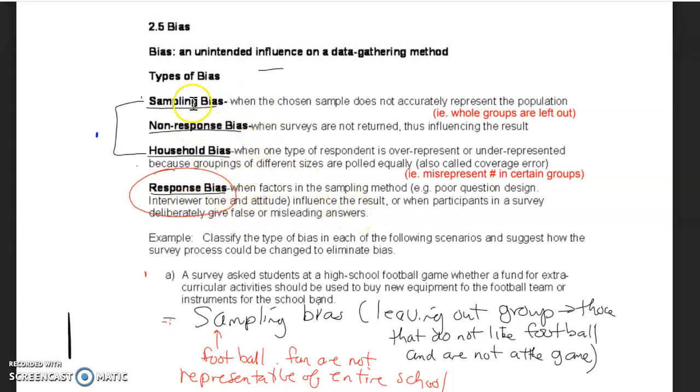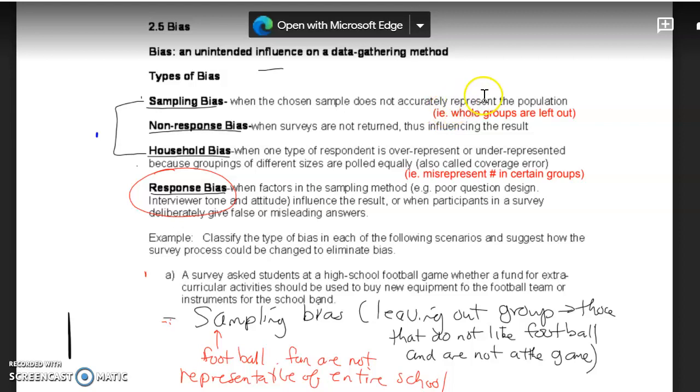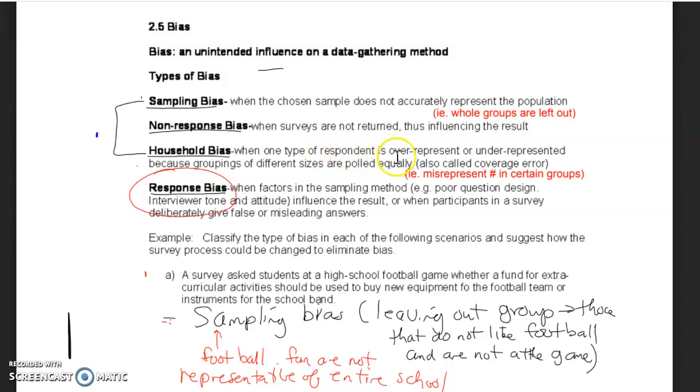The ones that are confusing are sampling and household. Okay, sampling bias is when the chosen sample does not accurately represent the population. Household bias is when one type of respondent is over or underrepresented because groups of different sizes are polled equally. Now, when you first look at that, somebody could say, well, if you overestimate or underestimate a group, aren't you not accurately representing the population? Well, the distinction is here in red. With sampling bias, you leave out an entire group. With household bias, you misrepresent the number in certain groups.